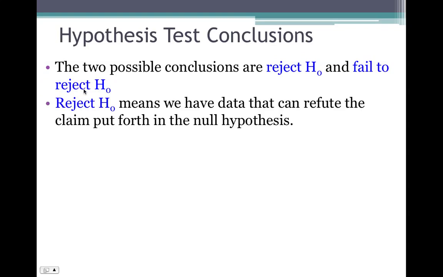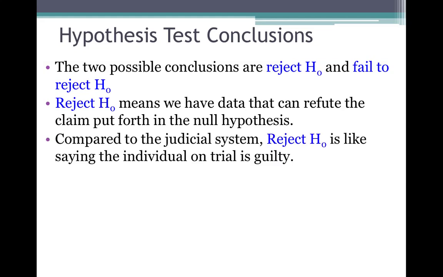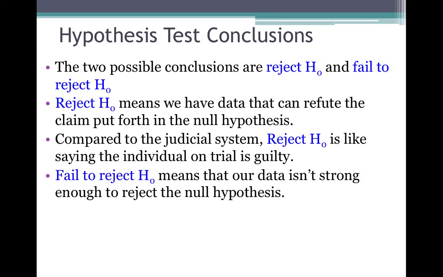When you reject H0, it means that we have data that can refute the claim put forth in the null hypothesis. Comparing this to the judicial system, rejecting H0 is like saying that the individual is guilty. It means that our sample evidence was strong enough to refute what was stated in the null hypothesis.